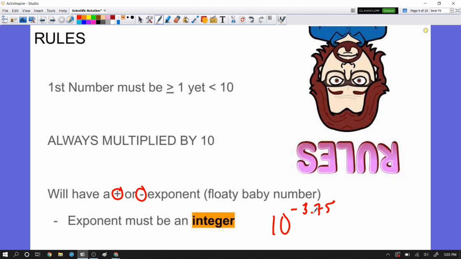So negative 5, positive 7, negative 28, 1,552. Those are all whole numbers with their opposites, including 0.